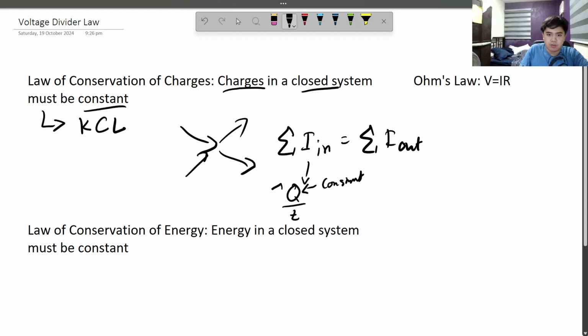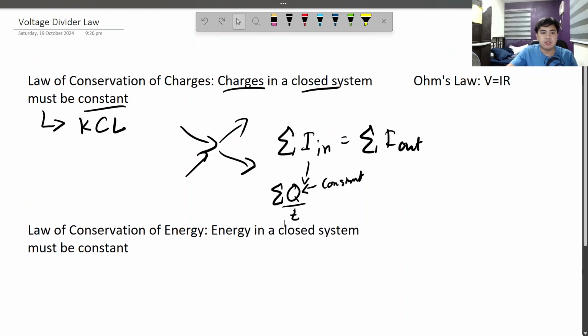or at least the sum of all Qs. And then per T is just a unit time. So this may be 1 second or 2 seconds or whatever. So the amount of charges must be constant, therefore the amount of current must be constant in entering and exiting. So that's one of the important laws of electrostatics.